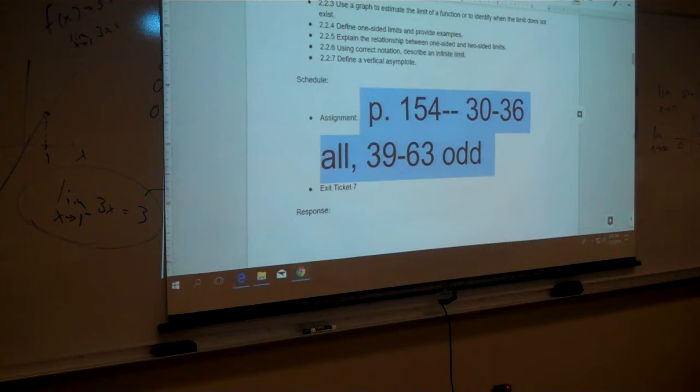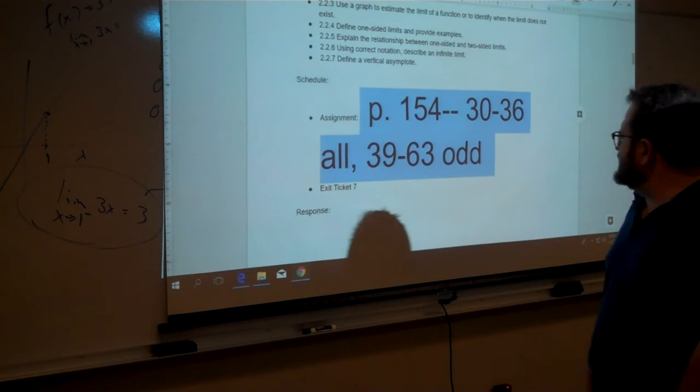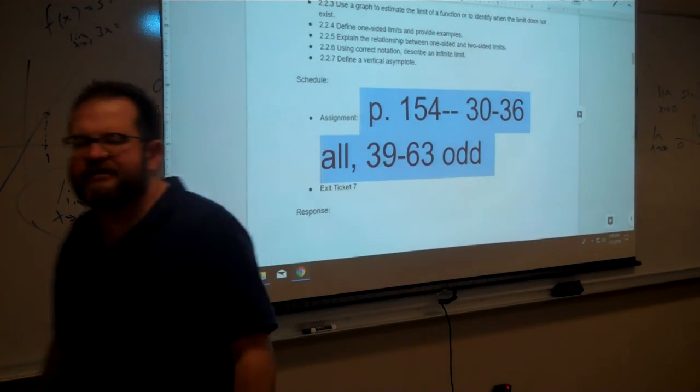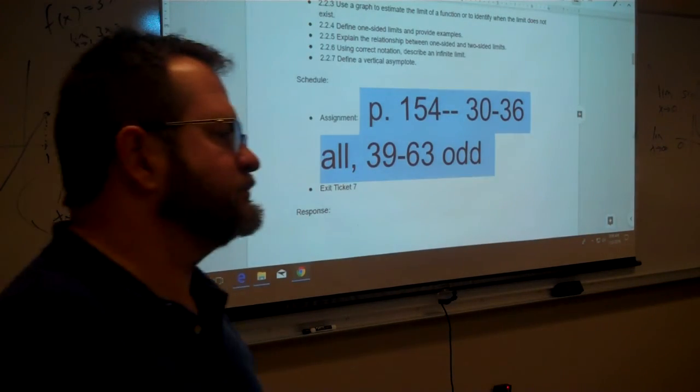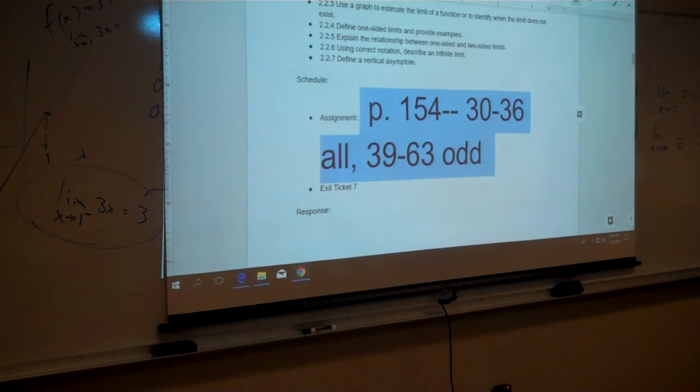Page 154, 30 to 36 all. And then this longish list of odd-numbered ones. And again, it's okay if you don't do them all. If you're getting this, and I don't remember, like for example, 39 to 63, is it 2 or 3 different groups of problems? Like these first ones are build a table. Well, if you've built enough tables now you know how to do that, that's fine. Then skip to the ones, just make sure it says on the paper that you skipped, so I know you didn't just stop. Okay? And now you're going to go to the ones that make graphs instead. That's cool. I'm okay with that.